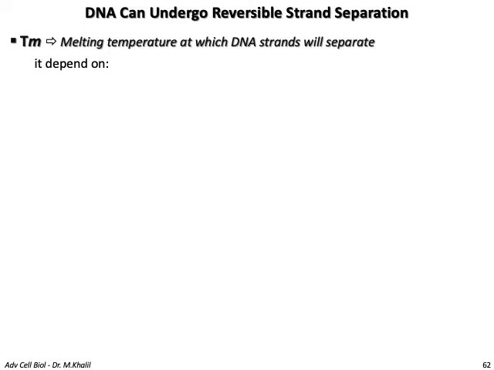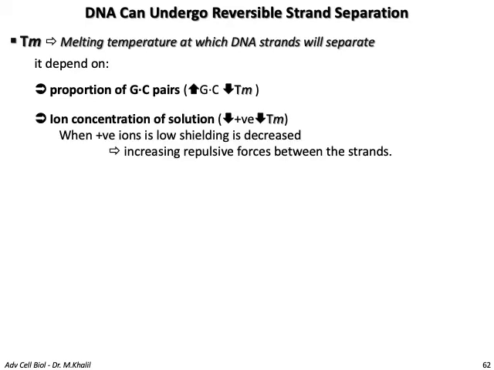The melting temperature at which DNA strands will separate is called Tm, and it depends on a number of factors. It depends on the proportion of GC. A higher GC percentage will increase the Tm, not decrease it. The ion concentration also matters: the fewer positive ions, the lower the Tm.